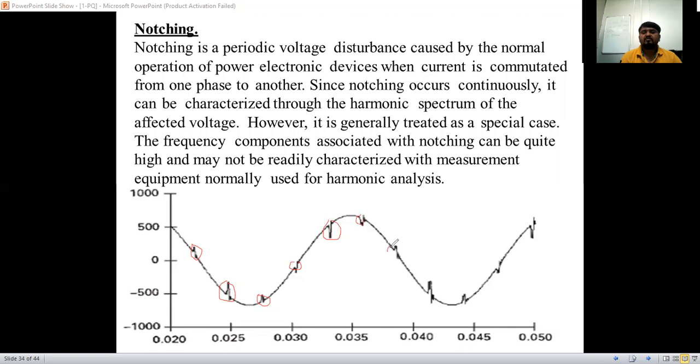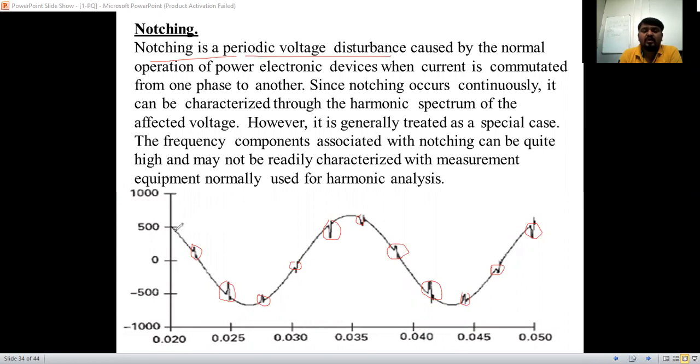It is in the waveform only. Somewhere some notches are there here now, and because of this, some noise will be produced. That is unwanted signal or flickers. We are going to call that one later; I will discuss. Notching is a periodic voltage disturbance here.